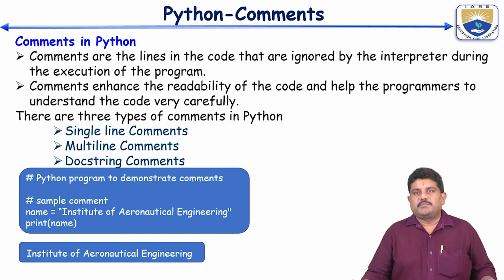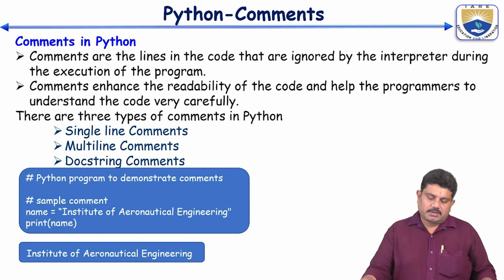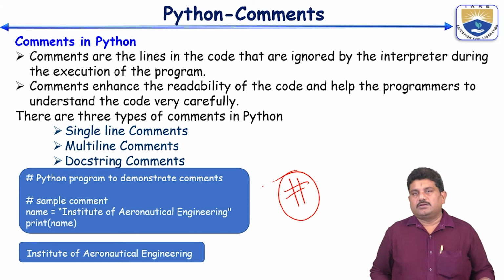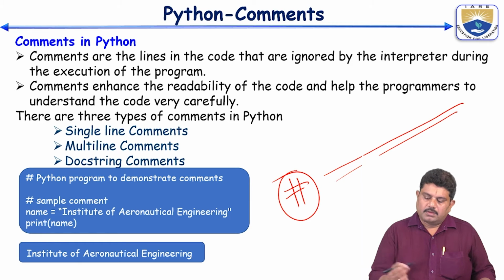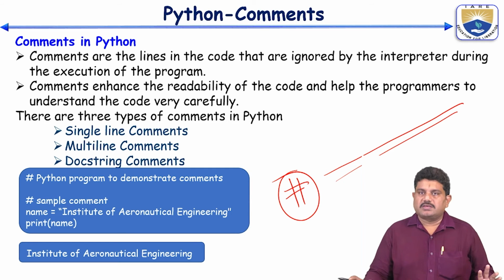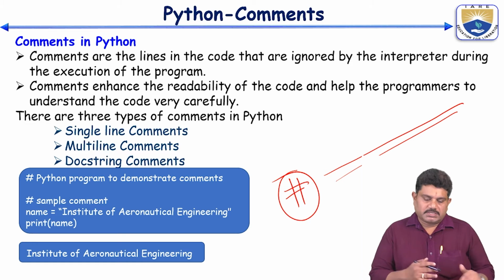Single line comments means you can make a comment in a single line, just a single statement or single sentence in a single line. A single line comment can be declared by using the hashtag. Whatever string you type after the hashtag is treated as a comment, so the interpreter won't execute that statement. It describes the next lines of the code.